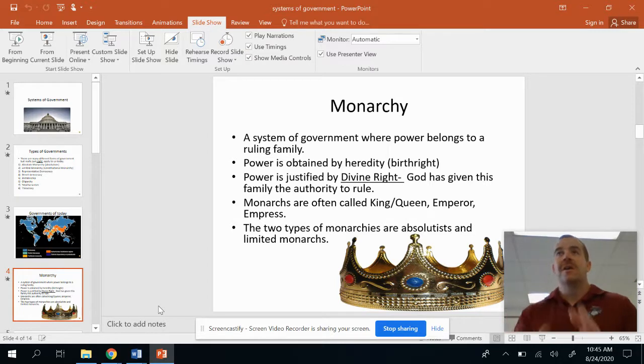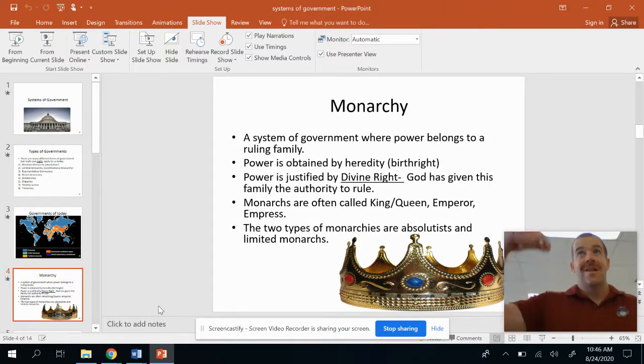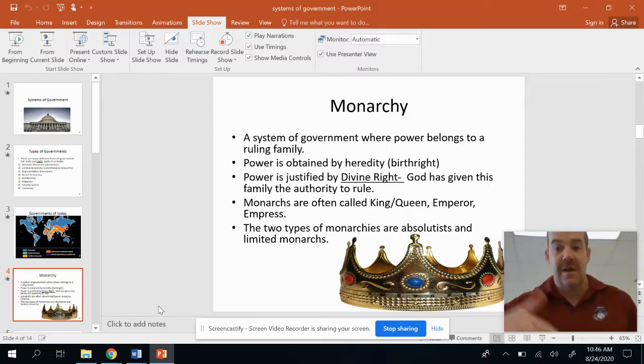So, a monarchy. A monarchy is what you think of when a king or queen rules. Power belongs to a ruling family. They're not always called a king or queen; in Russia, there were the czars and czarinas. Power is obtained by birthright. You were born into that. You were born a leader. It's basically because my father was the king, now I'm his son, so I'm going to be the king.